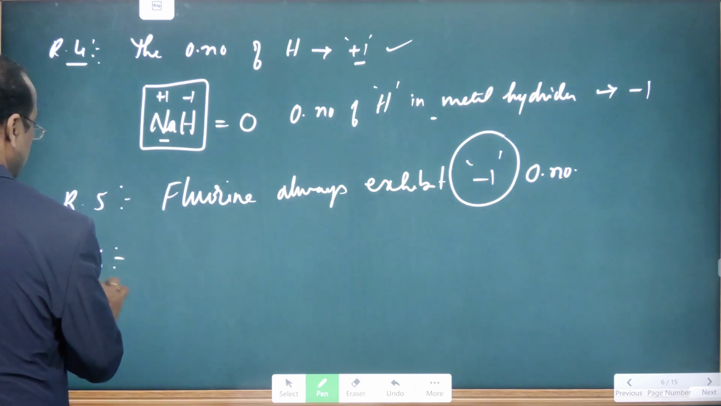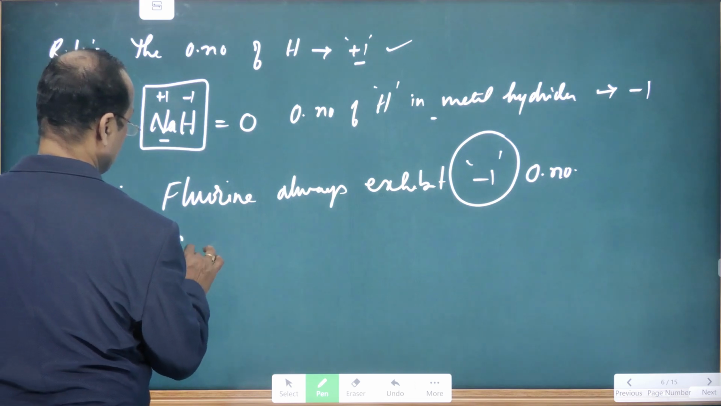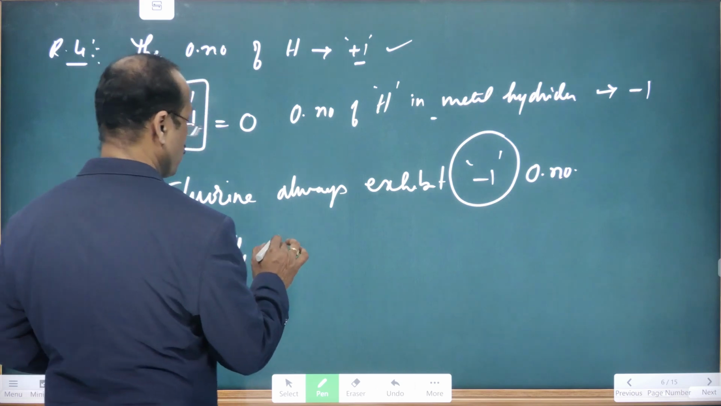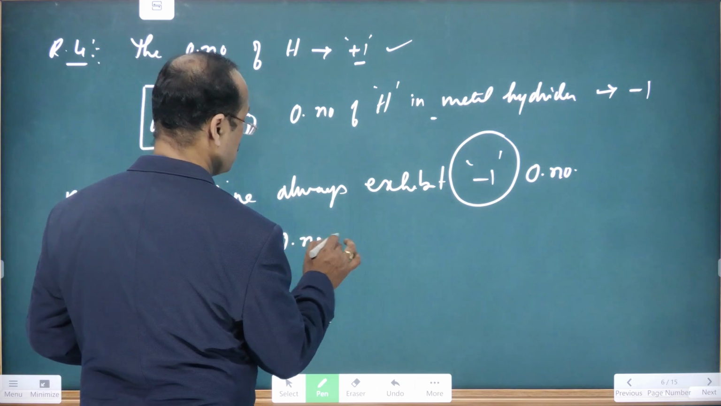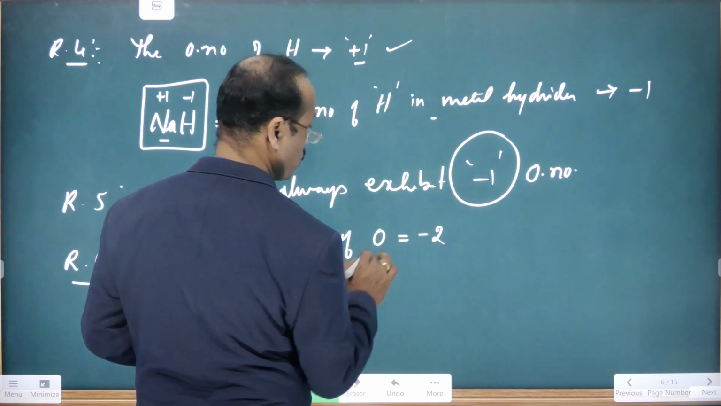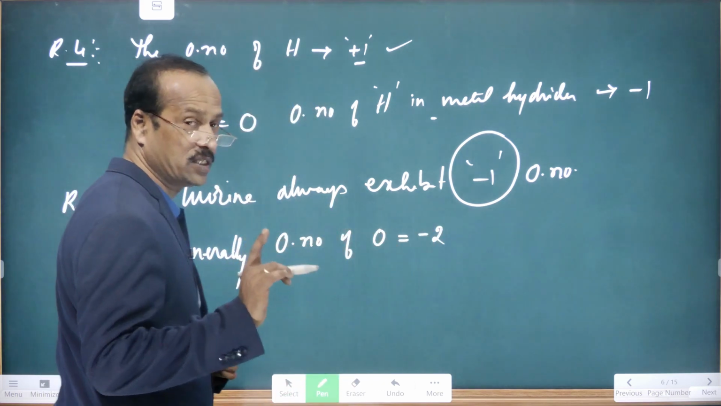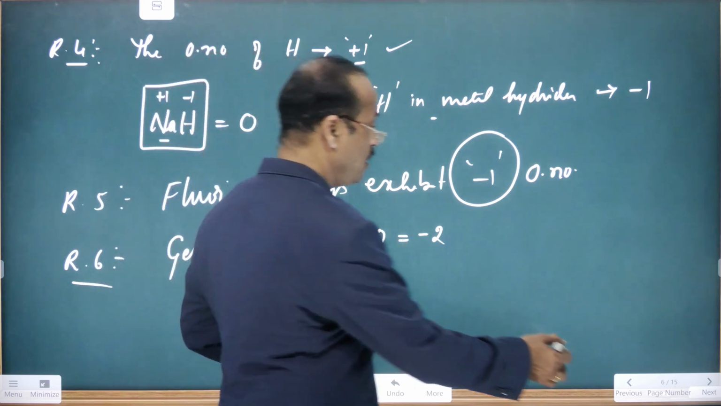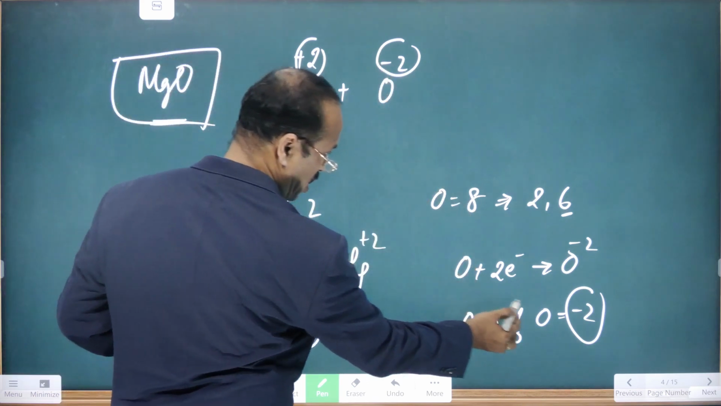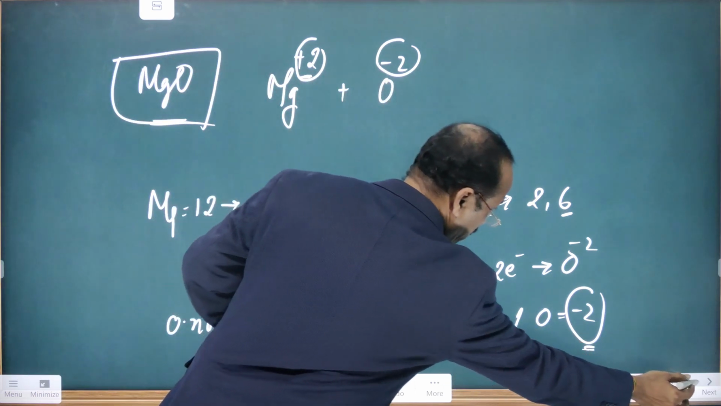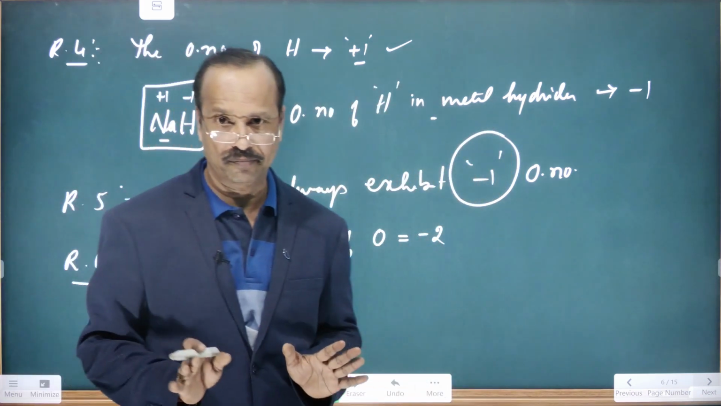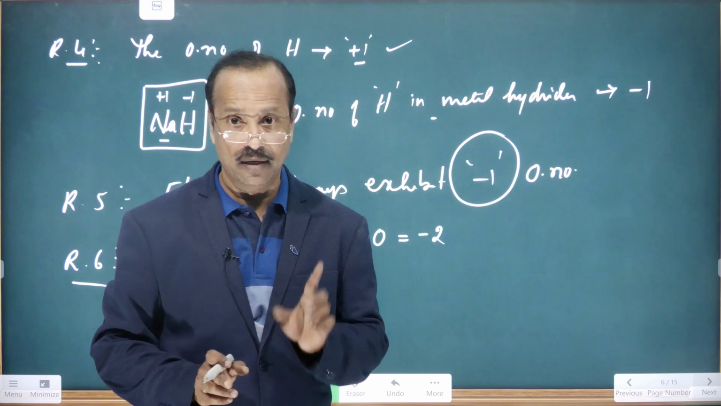It is important. Generally, okay, generally means what? Mostly. Generally, the oxidation number of oxygen is minus 2. Here I have shown with magnesium oxide: see here, oxygen is minus 2. So, generally, oxygen exhibits a minus 2 oxidation state.